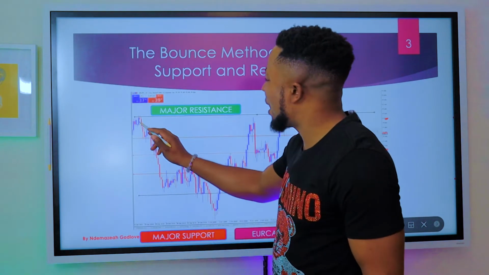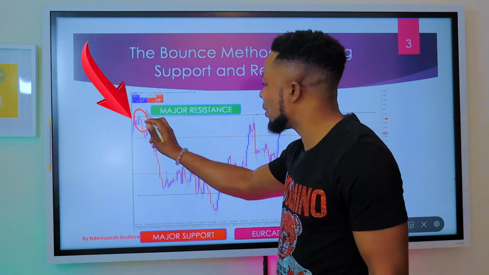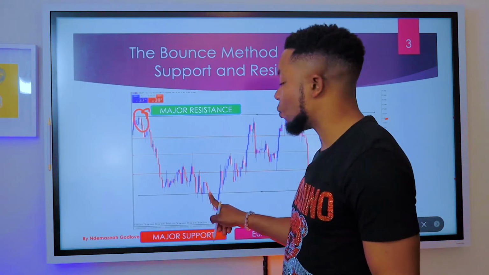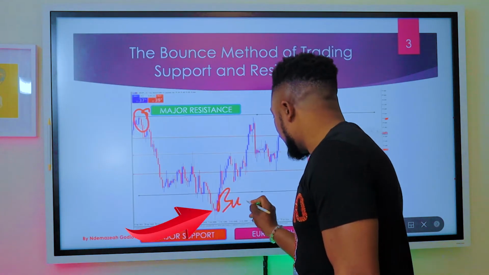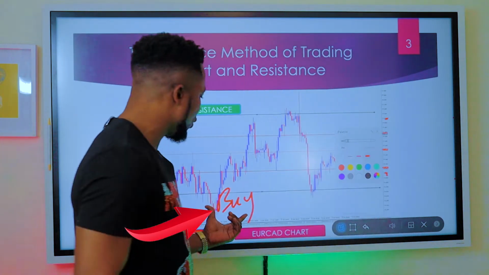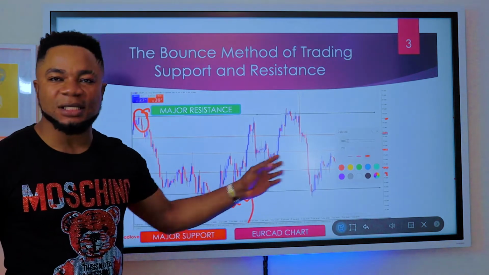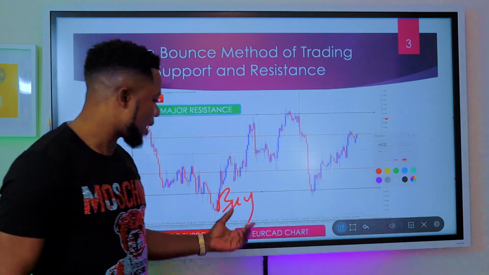Good. Once the market was here on the major resistance, if we didn't sell here, or maybe if we missed the signal, we're waiting for the market to come back to what? To our major support. We buy again somewhere here. We buy, then we wait again, since we are using the bounce and the market is in a sideways. Remember, this is a sideways market. All right. So now, once the market comes here, we buy here.